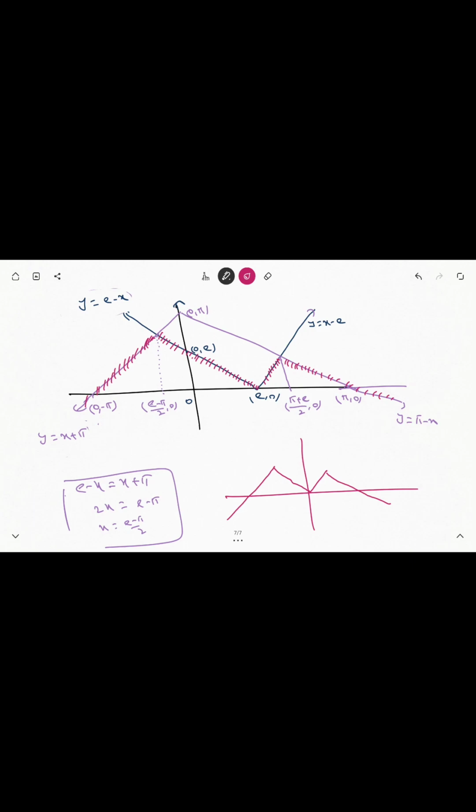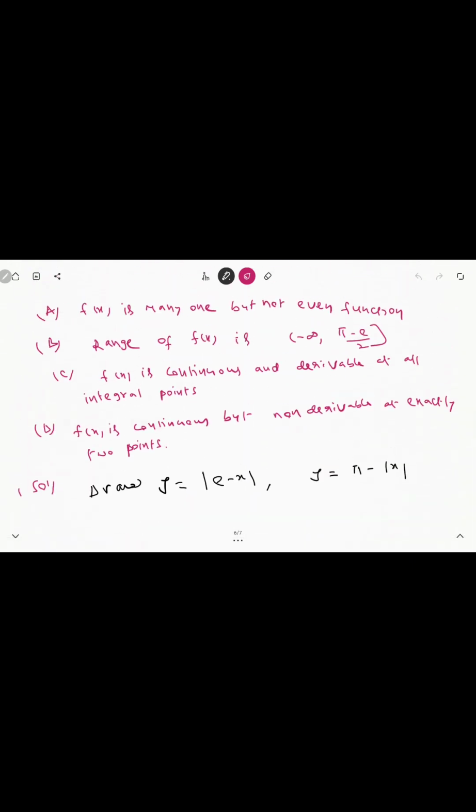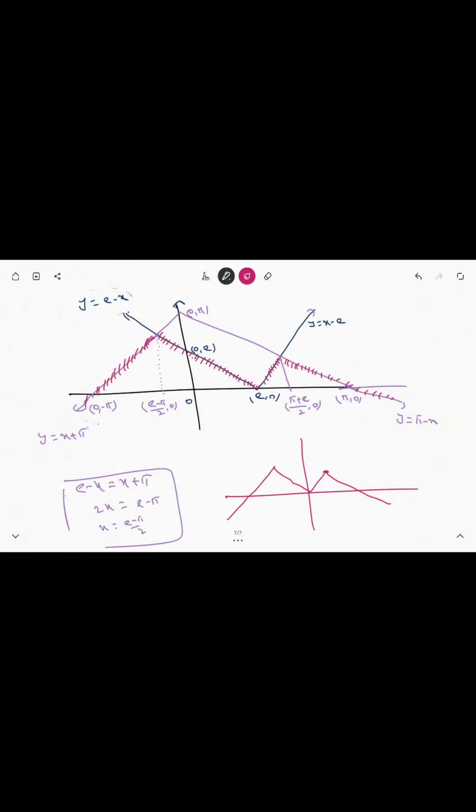So it is not 1 1, because if you draw a horizontal line here, it cuts at more than 1 point. That's why it is not 1 1. And directly I can say option A correct, and also not an even function. Even function must be symmetric about y-axis, but it is not symmetric. Both are different. It is not symmetric about y-axis. You can write that point. I mean, the graph is not symmetric about y-axis. It is the final graph, right? And also it is not 1 1. So not 1 1 means many one function.